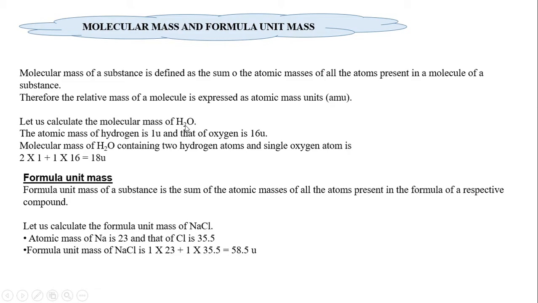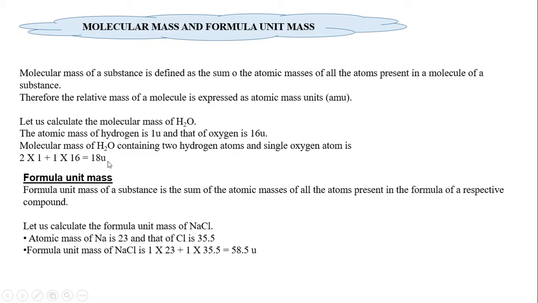So hydrogen, how many atoms of hydrogen? 2. So 2 into the atomic mass of hydrogen, which is 1, plus how many atoms of oxygen? It is 1. So 1 into 16. So overall it is 18. I told you what the unit is.